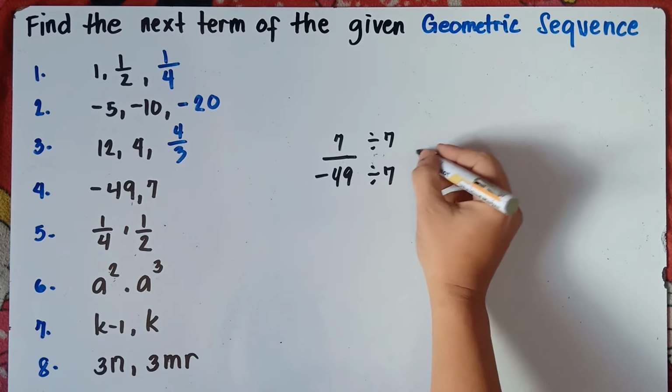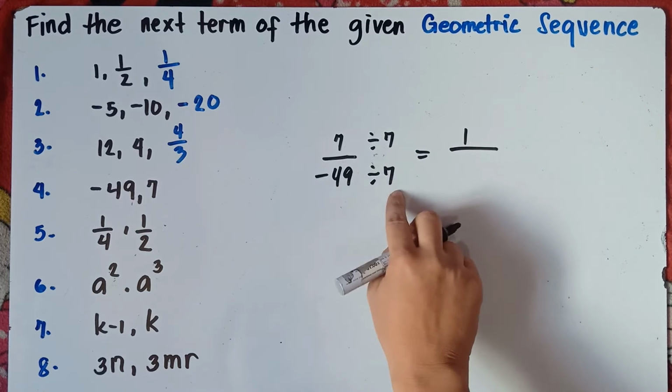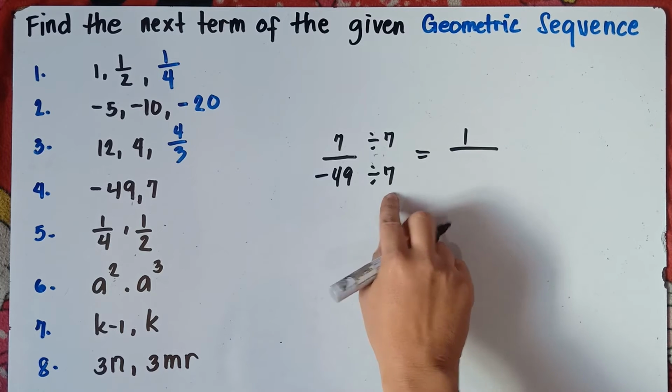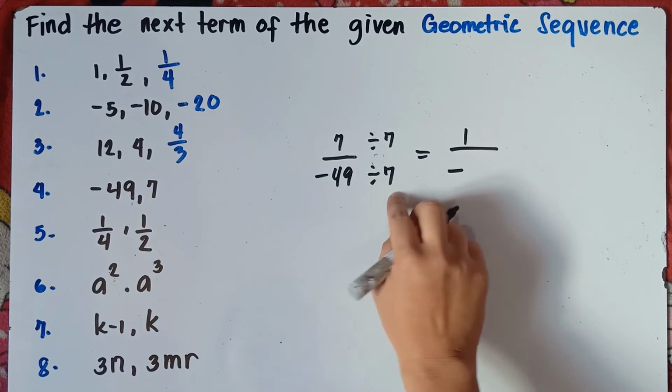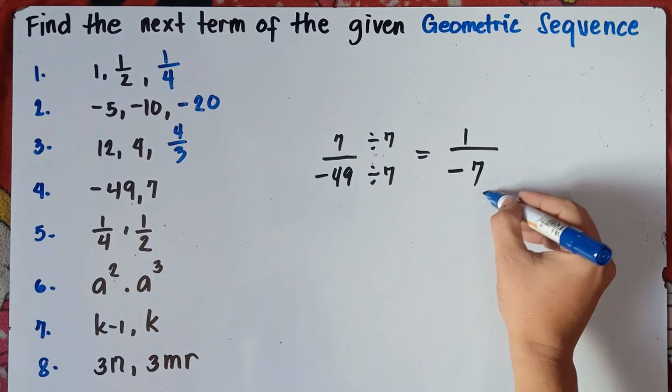Divide it by 7. So 7 divided by 7, that is 1. Negative 49 divided by 7. So negative divided by positive is negative. 49 divided by 7, that is 7. So the common ratio, class, is 1 over negative 7.